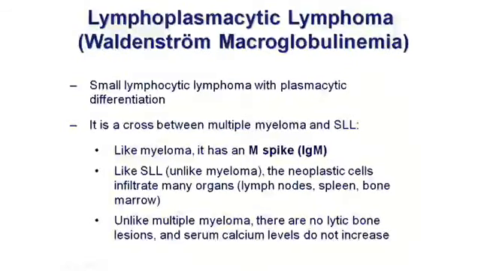Now, like SLL, the neoplastic cells can infiltrate to many organs like lymph nodes, spleen, bone marrow, the so-called RES system, right? Reticuloendothelial system, okay? However, unlike multiple myeloma, there'll be no bone lesions, okay? And calcium levels typically do not increase. You can see Russell bodies, which represent packaged immunoglobulin, as well. These are called Dutcher bodies, which are intranuclear immunoglobulin, okay, that can be present.